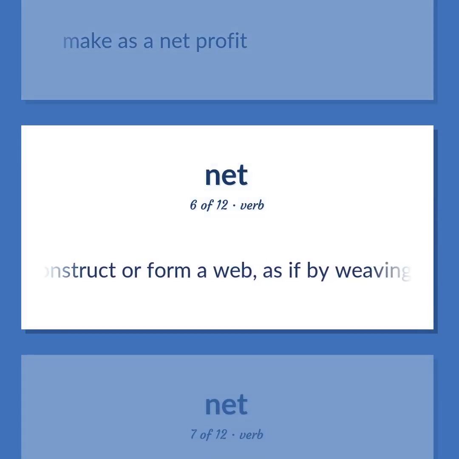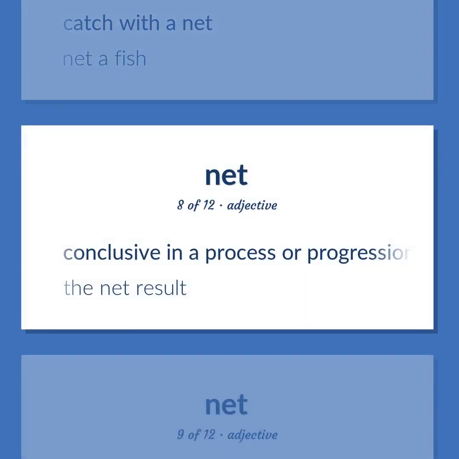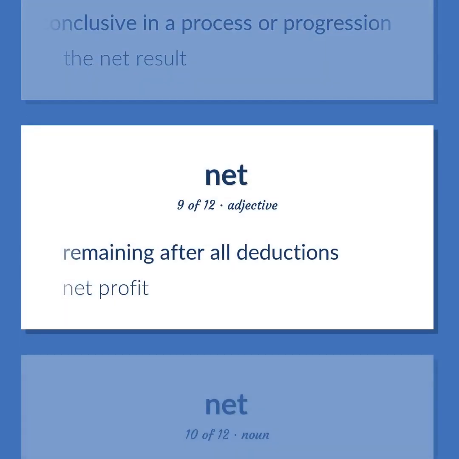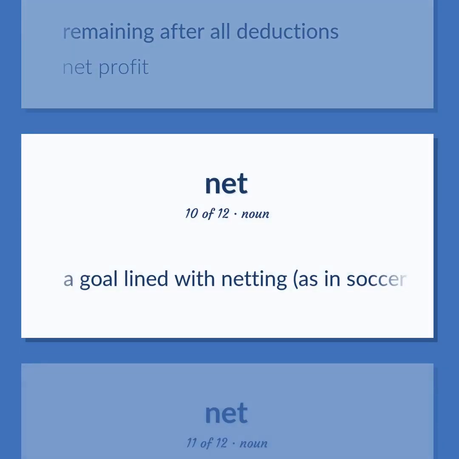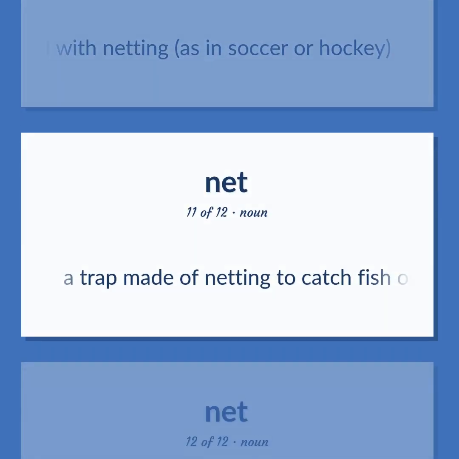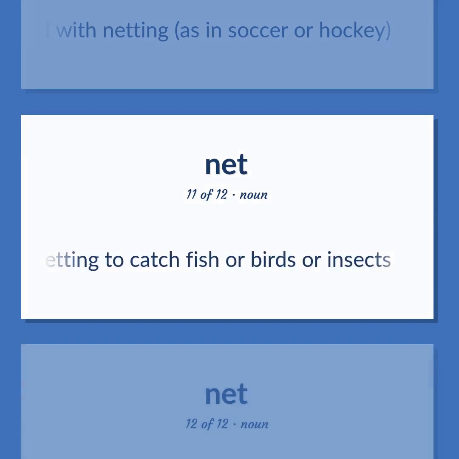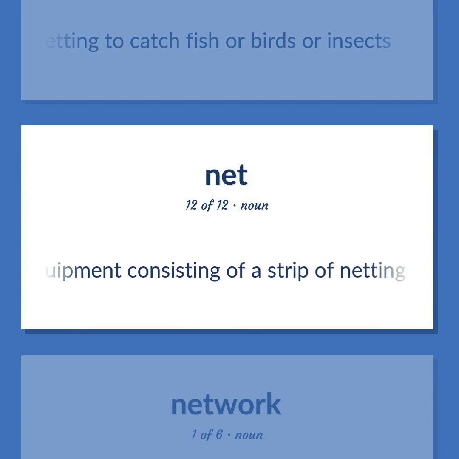Construct or form a web, as if by weaving. Catch with a net. Net a fish. Conclusive in a process or progression. The net result. Remaining after all deductions. Net profit. A goal lined with netting, as in soccer or hockey. A trap made of netting to catch fish or birds or insects. Game equipment consisting of a strip of netting dividing the playing area in tennis or badminton.